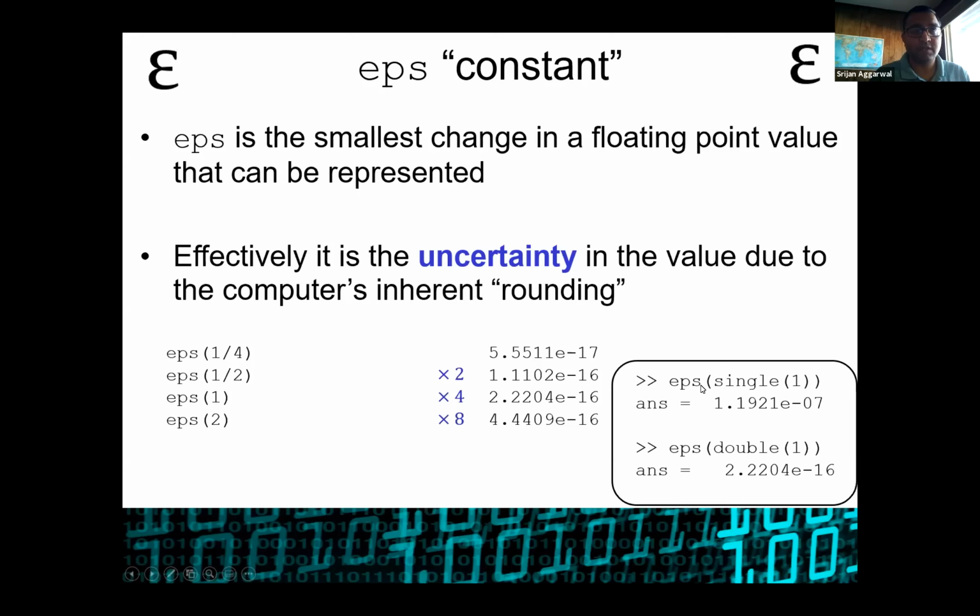Also, if I define something as a single, not a double, the error for 1 is, that's my error. It's pretty small, but if I define it as double, the same 1 has a drastically lower error.